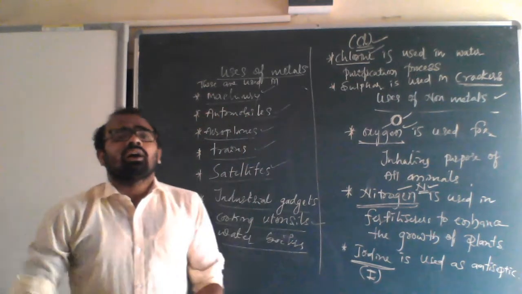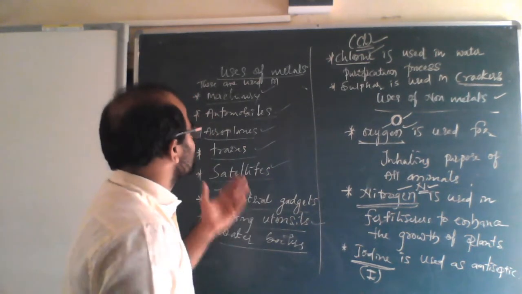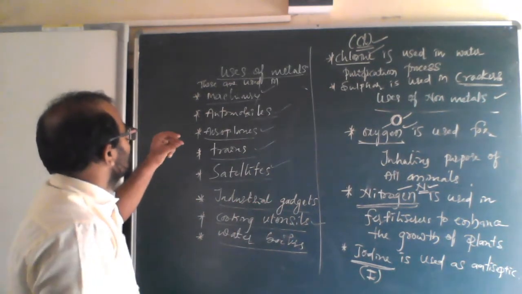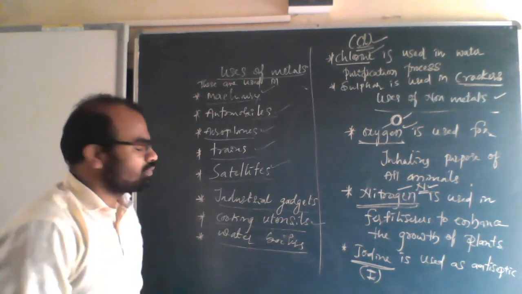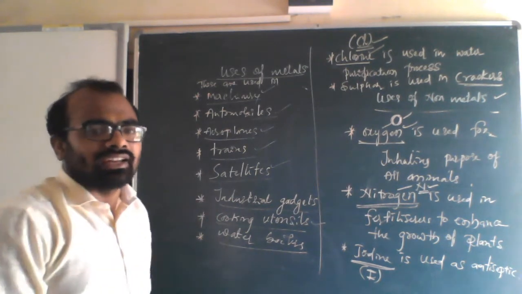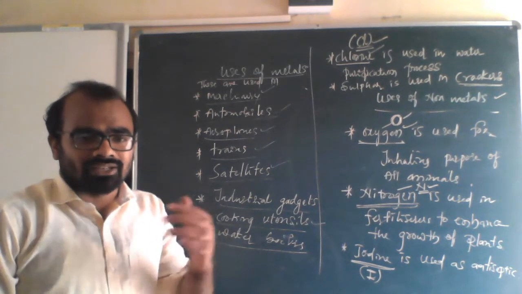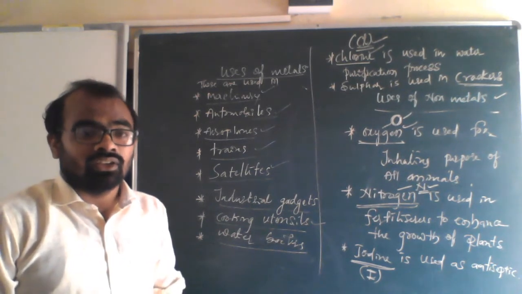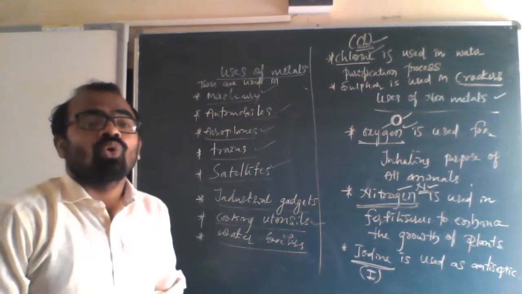So these are the uses of metals and non-metals. You should remember all these things. Let's go through this once again. Uses of metals: machinery, automobiles, aeroplanes, trains, satellites, industrial gadgets, cooking utensils and water boilers. Out of this, a 2 mark question is asked: write any 4. Metals are used in machinery, aeroplanes, trains, automobiles, satellites, industrial gadgets, cooking utensils, and water boilers.